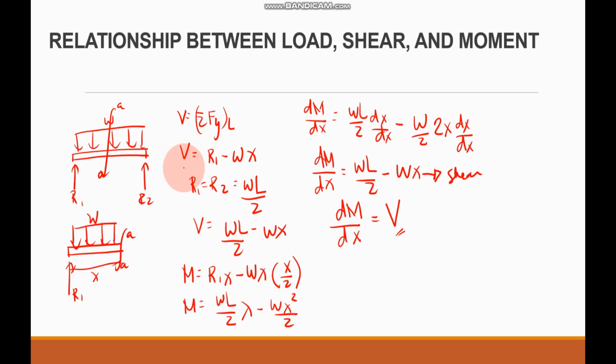And then if we differentiate V with respect to X using this formula, dV over dx is equal to 0 minus W of dx over dx. So it becomes 0 minus W, and therefore that becomes 1, so it shows the load. So the derivative of the shear with respect to X is our load. Therefore, we can say that the derivative of moment with respect to X, distance X, is equal to shear, and the derivative of our shear with respect to X is our load.